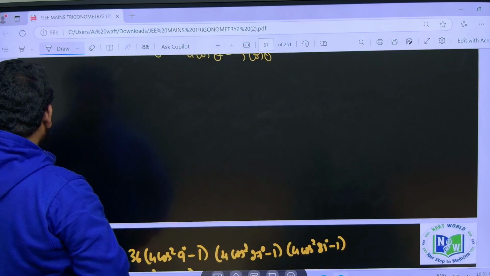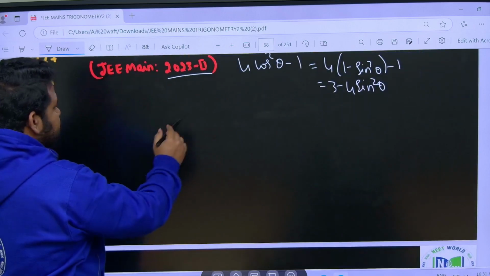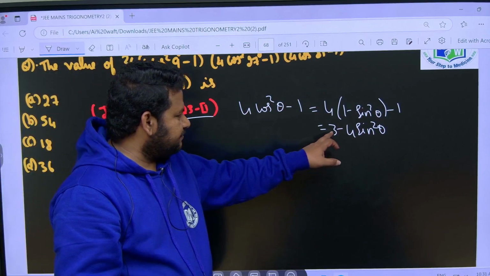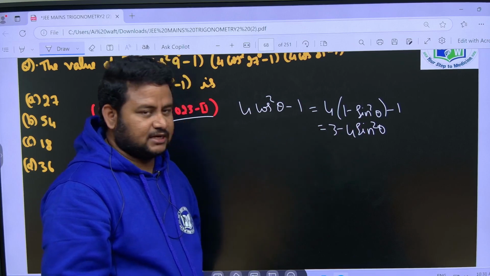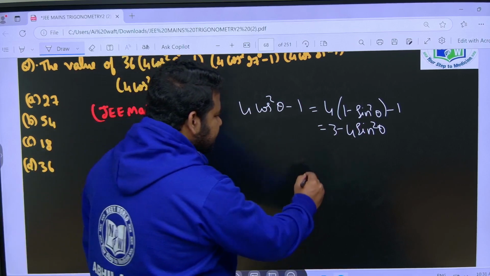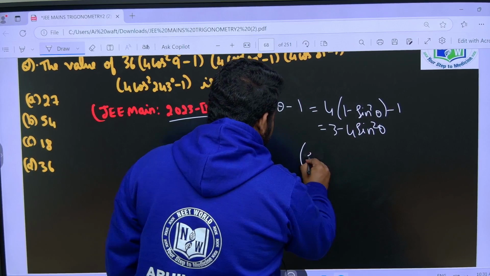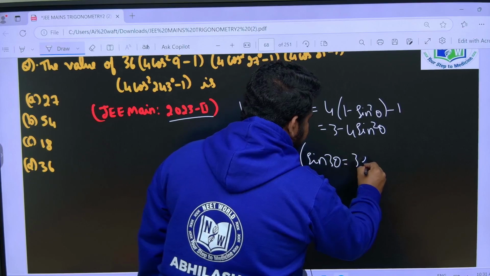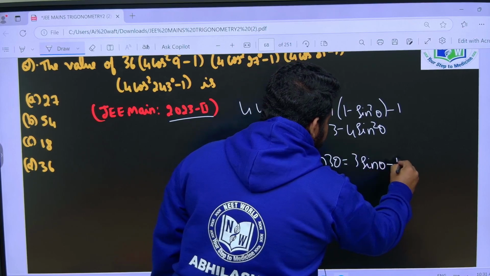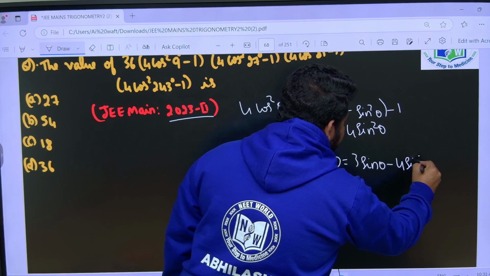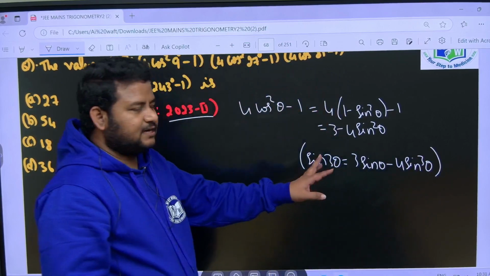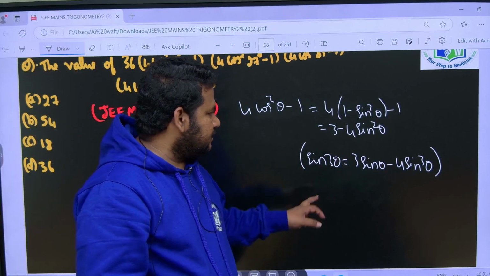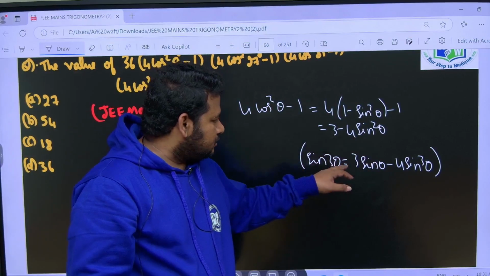So first I was doing this question, right? So first let me complete this question. Here we are having 3 minus 4 sin square theta, correct? Have a look at this one. When I talk about sin 3 theta, we have 3 sin theta minus 4 sin cube theta. Correct? 3 sin theta minus 4 sin cube theta. So what will happen here? What is missing here?